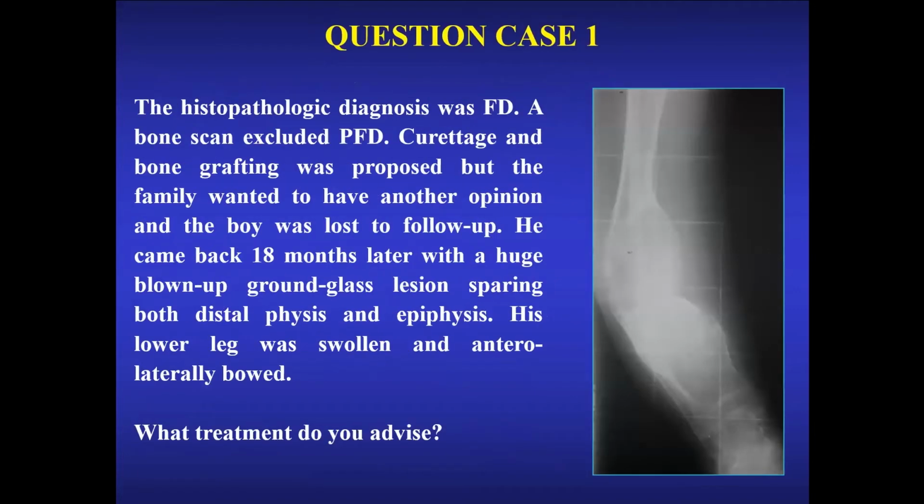The histopathologic diagnosis was fibrous dysplasia. A bone scan excluded polyostotic fibrous dysplasia. Curettage and bone grafting was proposed, but the family wanted to have another opinion, and the boy was lost to follow-up. He came back 18 months later with a huge blown-up ground glass lesion sparing both distal physis and epiphysis. His lower leg was swollen and anterolaterally bowed. What treatment do you advise at this point?